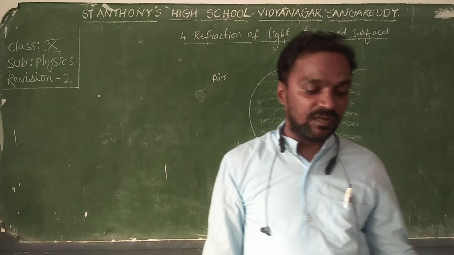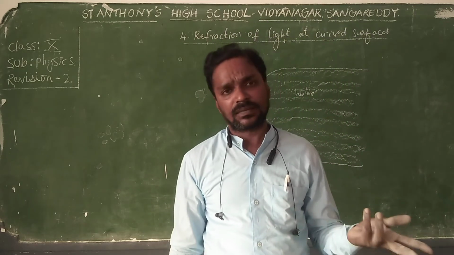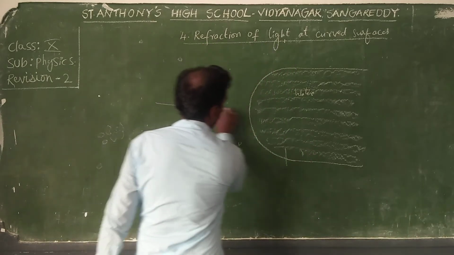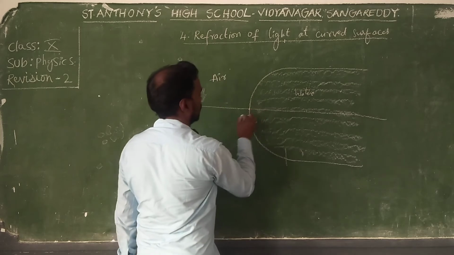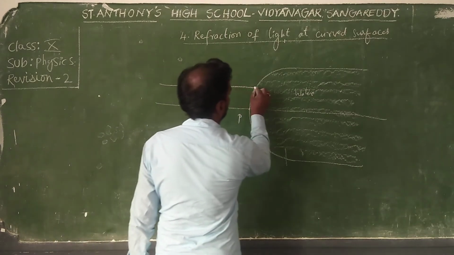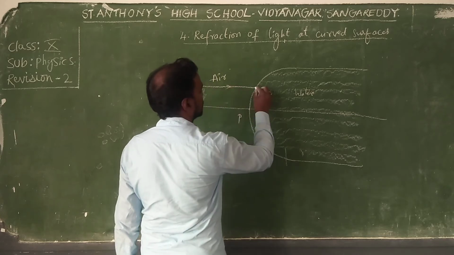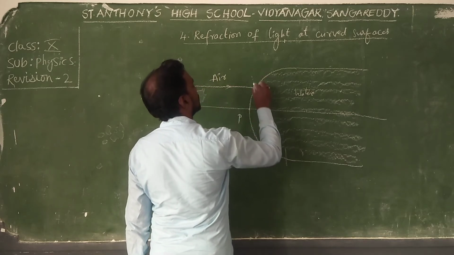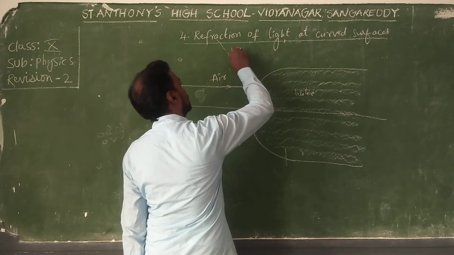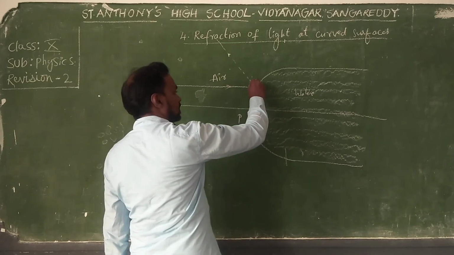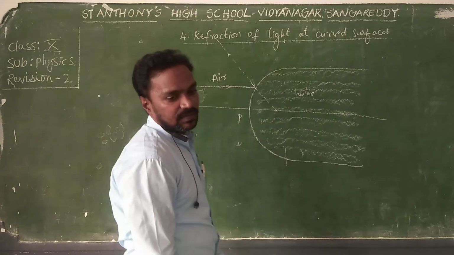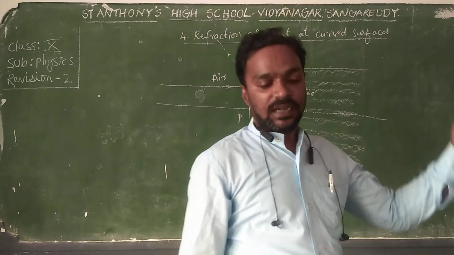So what happens when light is passing? We can say when the light is coming, that one ray will go straight, and when it is parallel to the principal axis, after coming here, it will go like this. And if I stretch it back like this, they will come and meet at one point, that is called focus.